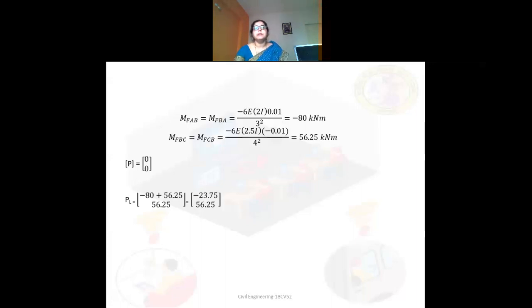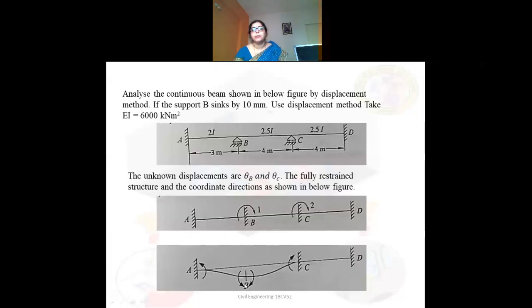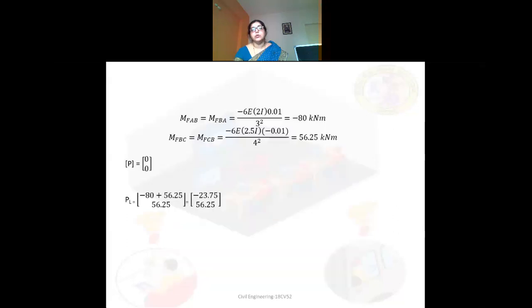Similarly, for span BC or CB, you can notice that I have to apply the moment in the anti-clockwise direction to cause the sinking. So for span BC or CB, delta is negative, minus 0.01 meter. For MFBC or MFCB, it is minus 6 EI delta by L square. The I value is 2.5I, delta is negative, hence minus 0.01 divided by length 4, so 4 square. The answer is 56.25 kilonewton meter.